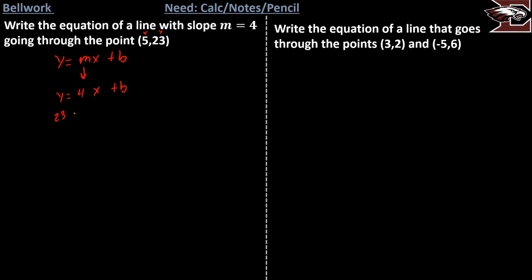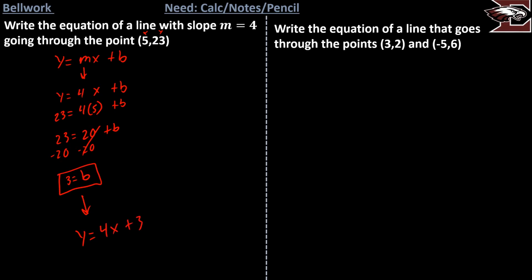So 23 is equal to 4 times 5 plus b, which means 23 is equal to 20 plus b. If we subtract that 20 over to the other side, we get 3 is what b is equal to. From there, this tells us that our final equation is y equals 4x plus 3.